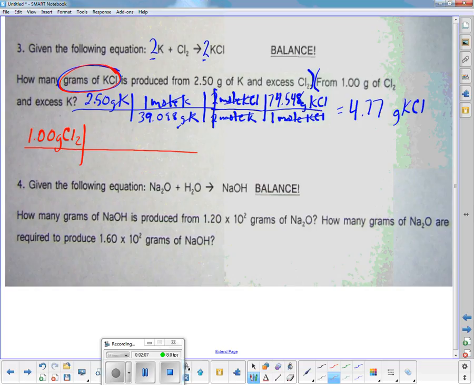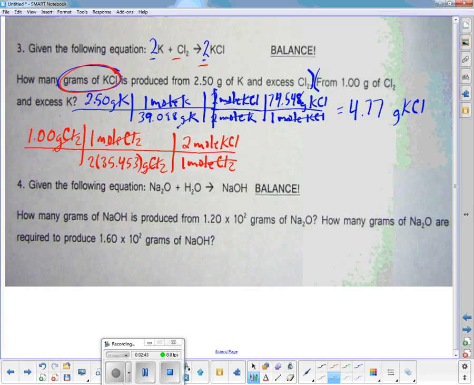This time I'm starting with chlorine. So again, I have to go from grams of chlorine into moles of chlorine. Grams go out. I'm now in moles. I can go up to the equation and look at what's in front of them to get my mole ratio, to go from moles of one thing to moles of something new. There is 1 mole of Cl2 for every 2 moles of KCl. Moles of Cl2 will go out.